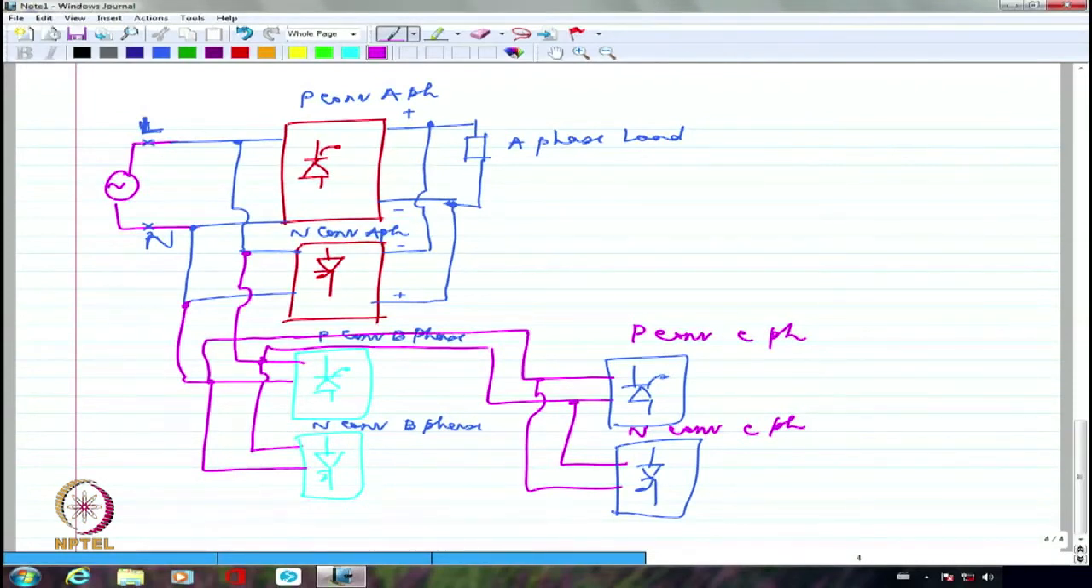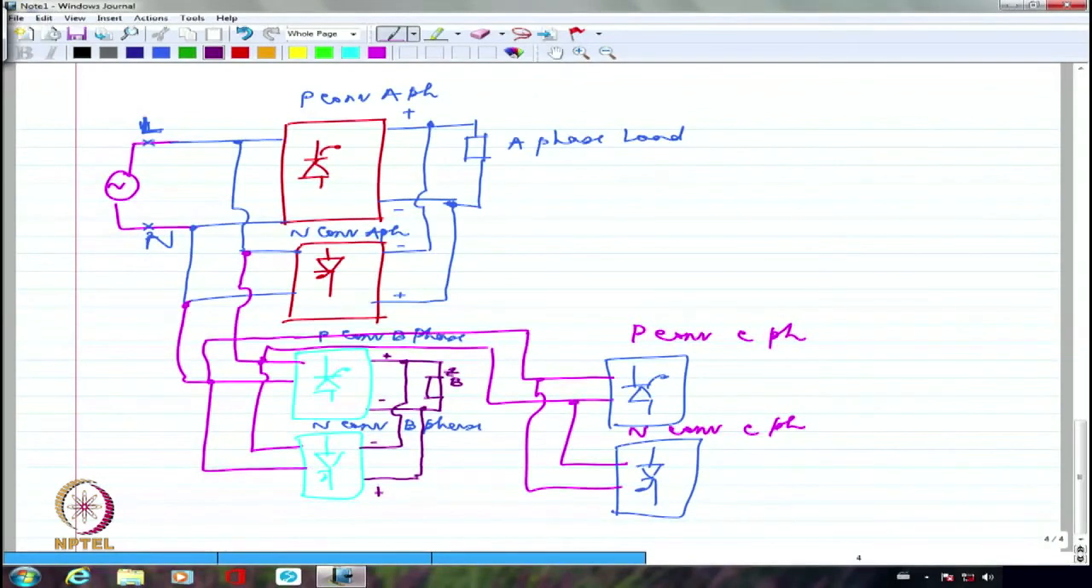Now I have to again connect a load. So maybe I just take a load like this. This is connected here, this is connected here, this is the B phase load. Right? So this is ZB. Let me show this as ZB, that is the B phase load. This is positive and this is negative for this converter. And as far as this is concerned, here is going to be positive and this is going to be negative. So this positive should be connected to negative and vice versa, the other way round. Right?